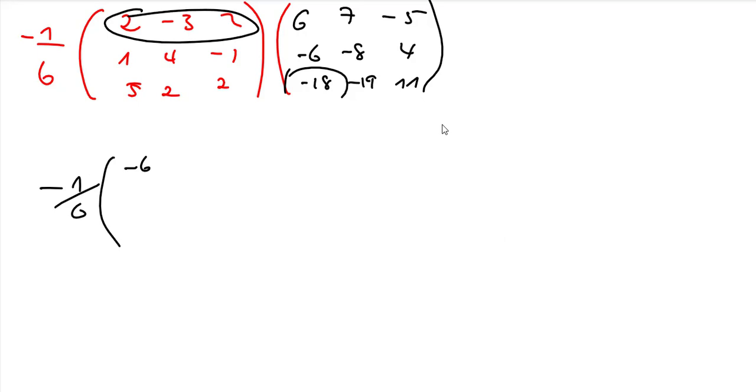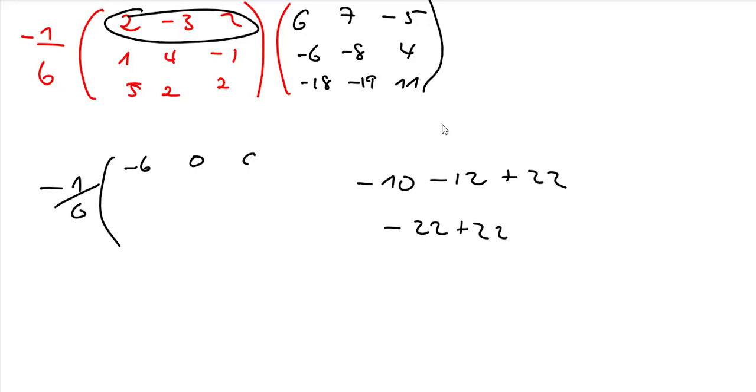Now do the same for the others. Row 1, column 2. We have 2 times 7, which is 14. Negative 3 times negative 8 will give plus 24. And 2 times negative 19 will give negative 38. Now 14 plus 24 will give 38, minus 38, which is 0. We do the same for the others. The same row goes with the third column in the second matrix. So we have 2 times negative 5, which is negative 10. Negative 3 times 4 gives negative 12. And 2 times 11 gives 22. So at the end we have negative 22 plus 22, which is 0.